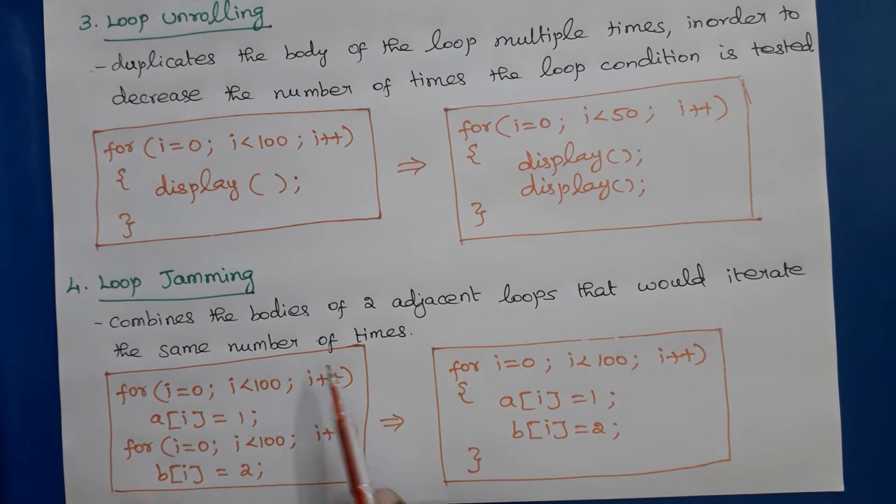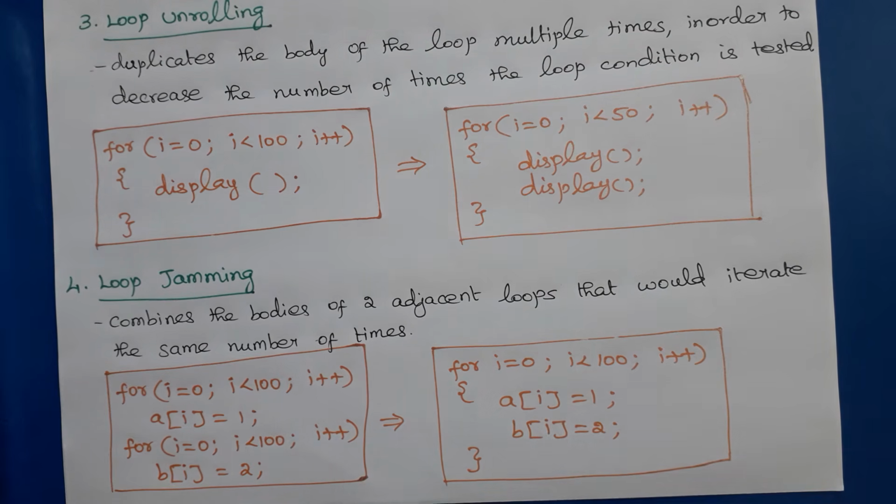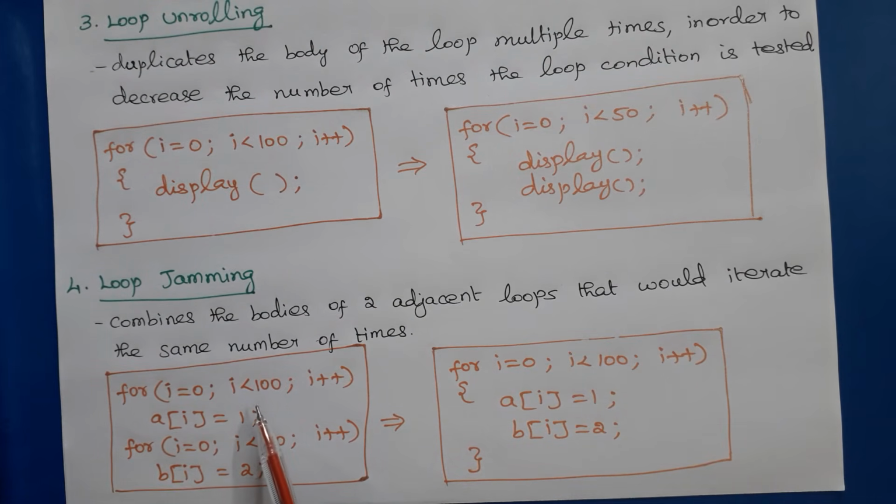The next one is loop jamming. It combines the bodies of 2 adjacent loops that iterate the same number of times. So here both the loops are executed 100 times, and these are 2 adjacent loops, so we can combine these 2 loops into a single loop. This is also called loop merging. So for I equals 0, I less than 100, I plus plus, inside the loop we can combine both the statements a of I equals 1 and b of I equals 2.